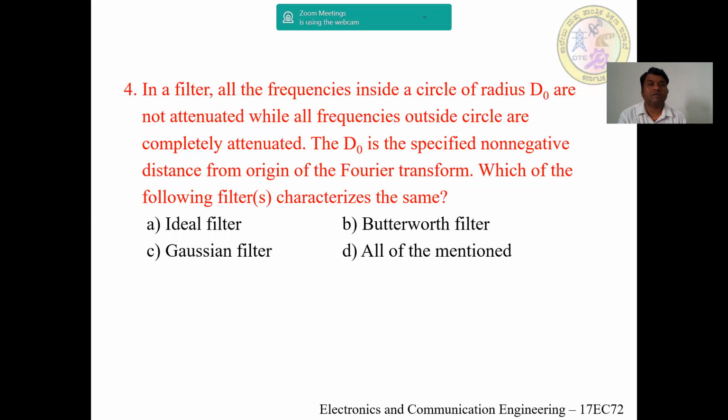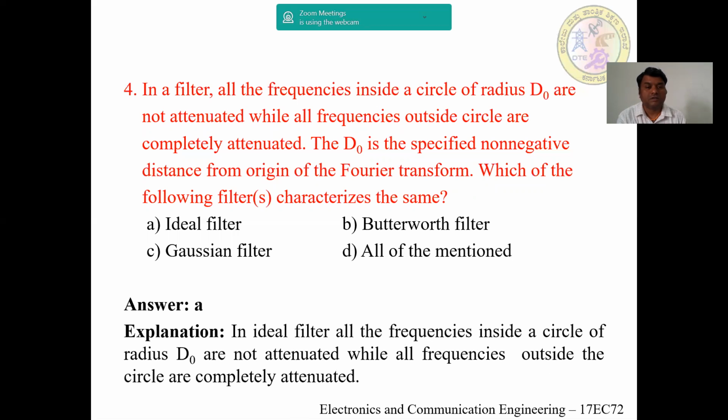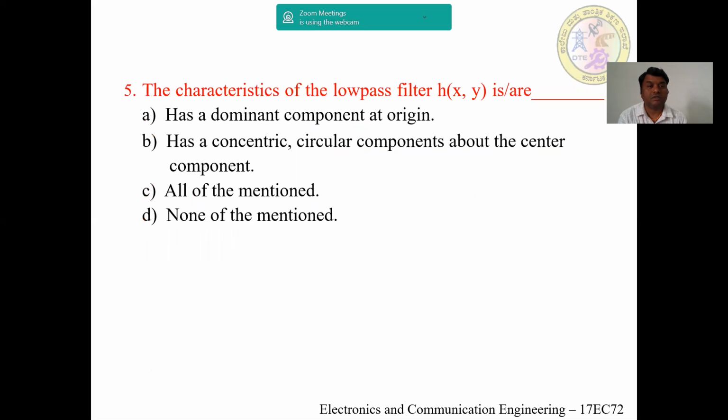In a filter, all the frequencies inside a circle of radius D0 are not attenuated, while all frequencies outside the circle are completely attenuated. D0 is the specified non-negative distance from the origin of the Fourier transform. Which of the following filters characterizes the same? Ideal filter, Butterworth filter, Gaussian filter, all of the mentioned. Answer A. In an ideal filter, all the frequencies inside a circle of radius D0 are not attenuated, while all frequencies outside the circle are completely attenuated.